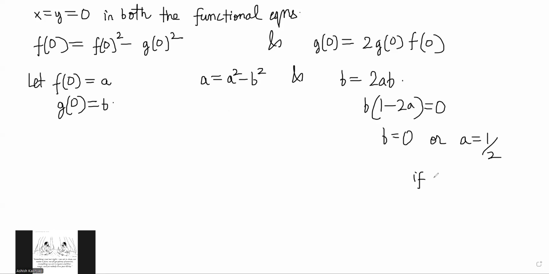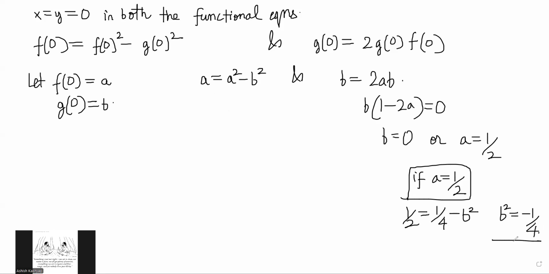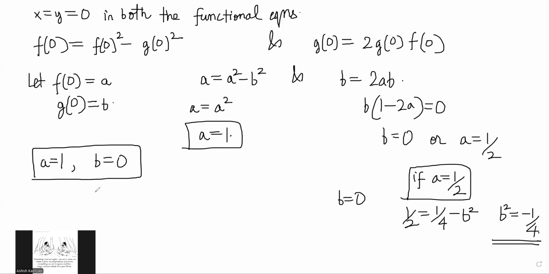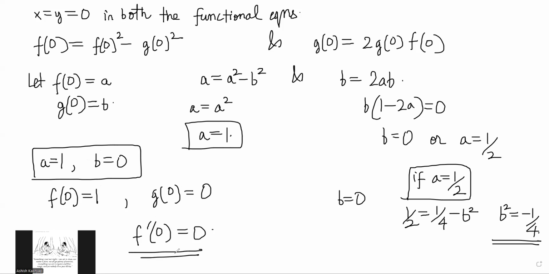And if a is half, let's see what happens. If a is half, you get here half is equal to 1 by 4 minus b square, and you get b square is equal to minus 1 by 4. So this is not a real value. So a is half is not allowed. So b is 0. And if b is 0, you're getting a is equal to a square and a is equal to 1 is a possibility, right? So we are going to take a is 1 and b is 0. These are the two values. So we know basically f of 0 is 1 and we know g of 0 is 0 and we also know f dash 0 is 0. These are the three things we know right now, and then we'll proceed with the functional equations.